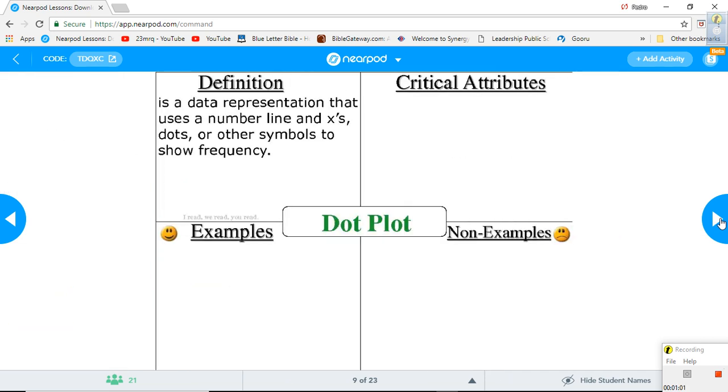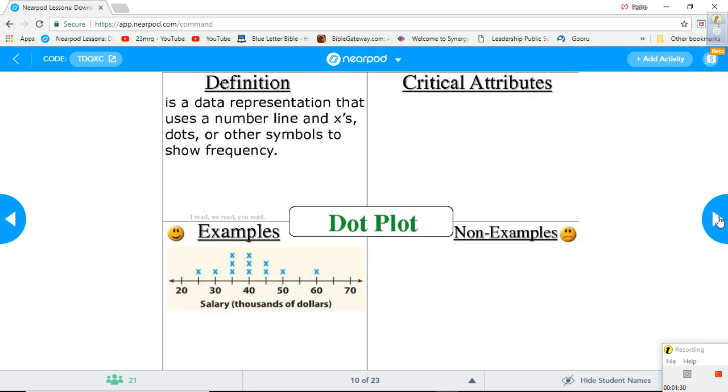Dot plots, what are they? Dot plots is a data representation that uses number line, X's, dots, and other symbols to show frequency. Dot plots is a data representation that uses what? Number line, X's, dots, or other symbols to show frequency. So let me show you an example of what a dot plot looks like.